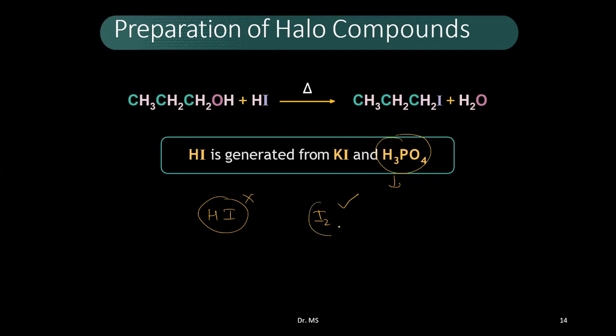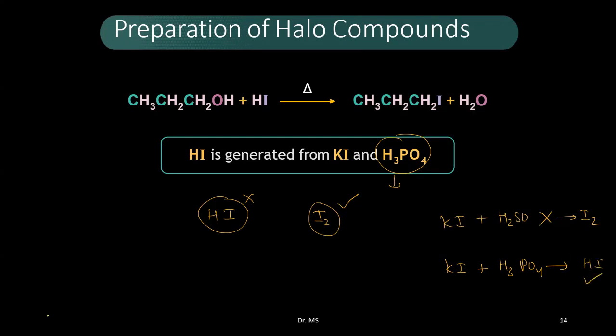They can ask in MCQs. So can we generate the HI using KI and sulfuric acid? No, you cannot. If you synthesize that way, you will be getting I2. But if you synthesize using KI and H3PO4, you will be getting HI. So you can do this.